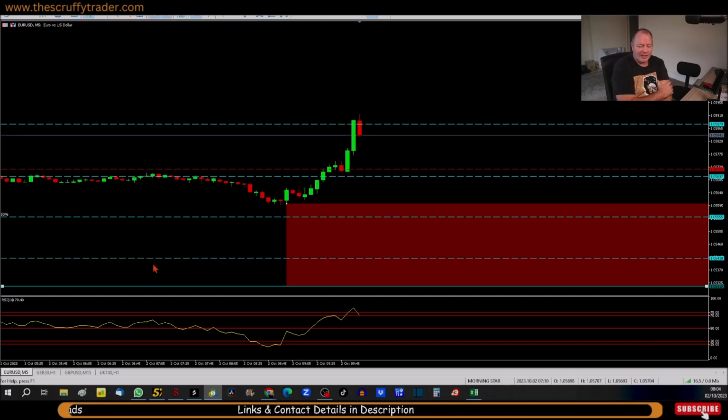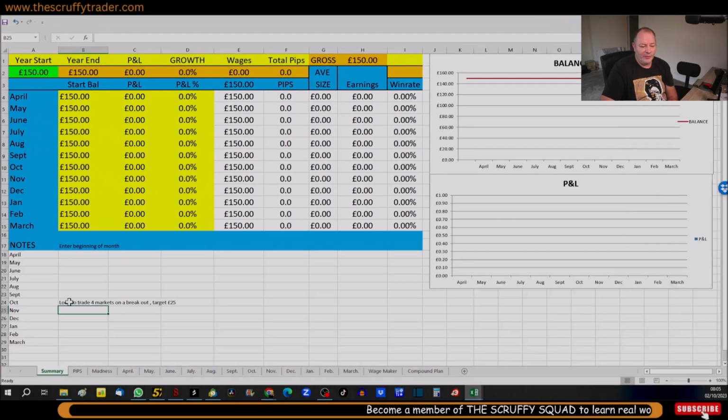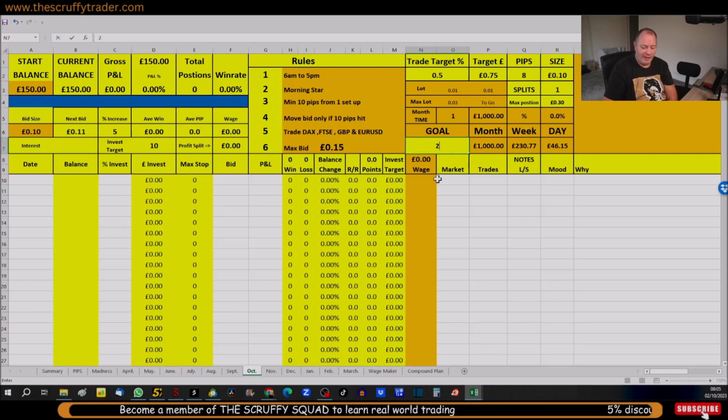Now the idea of this is to grow it in such a way that it's safe. So what I've done is this. We're going to follow this structure. If I just pull this down, starting with 150, we'll look to trade the 4 markets to a target of 25 quid this month. Now that's a bit ambitious for 150 quid. So what we're going to do is put that into here, £25, which works out at about $1.15 a day.